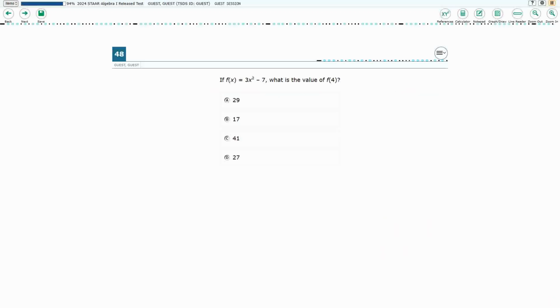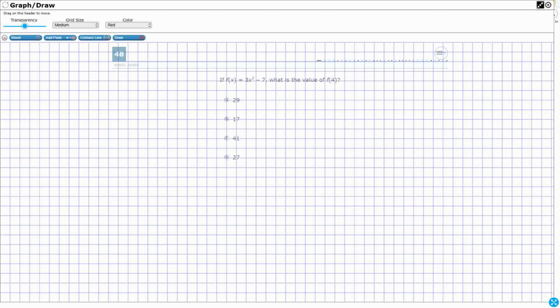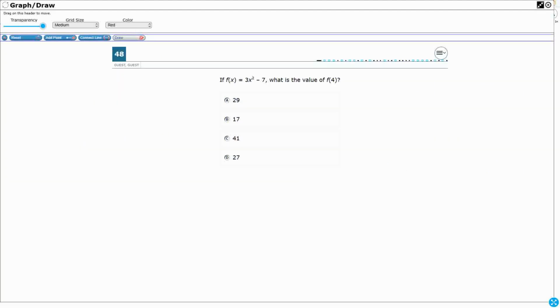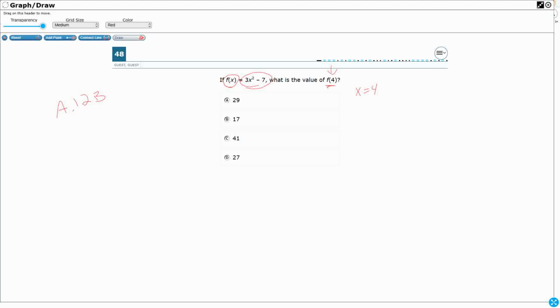For number 48, we are evaluating functions. So this is standard A.12b, and it's pretty straightforward here. We have this function right here, and we need to find f of 4. So what that means is when we're thinking of this f of 4, this is a function of 4, we realize that in f of x and f of 4, the x is being replaced by the 4, which means they're asking us what happens when x is 4. So we simply plug that back in.